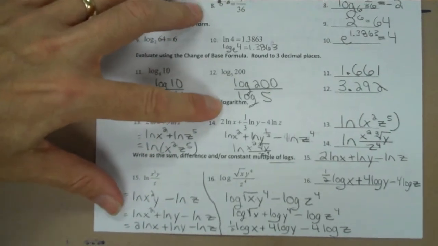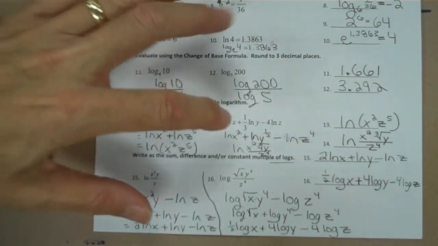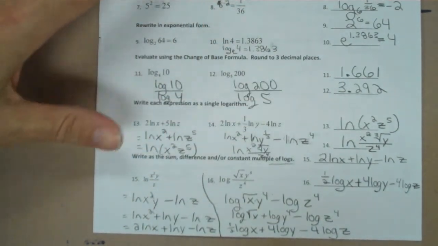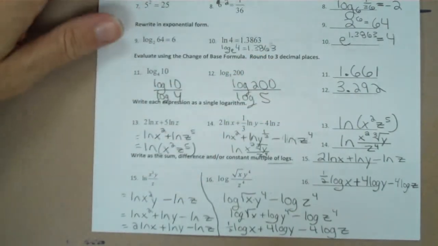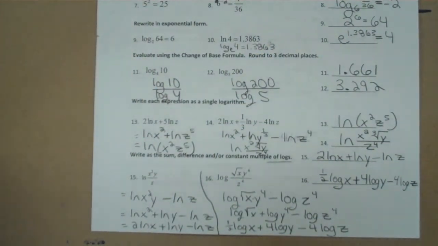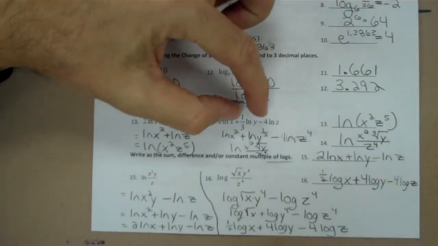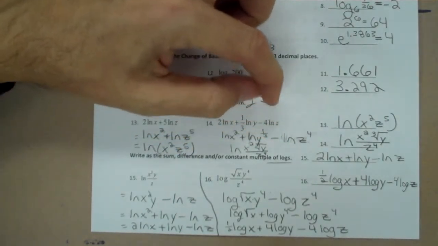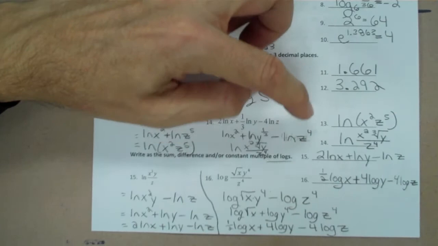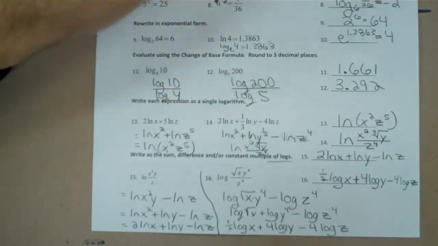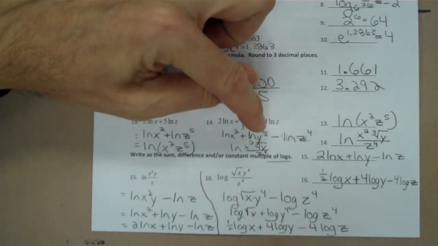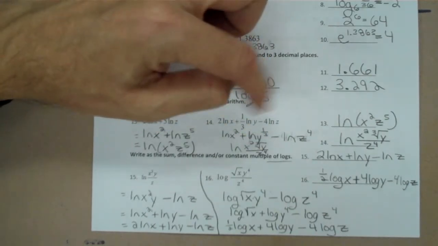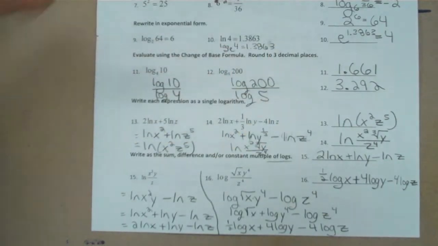Number 14, you move the 2 over as an exponent. The 1/3 you put on the y, and then the 4 you put on the z. And then you start squeezing them together a little bit. So there's a plus sign right there, so you can multiply those. And then there's a minus sign, so you can divide. You can put that on the bottom. And the only other thing I did was it was y to the 1/3, so I made it the cube root of y, which is the same thing as y to the 1/3.